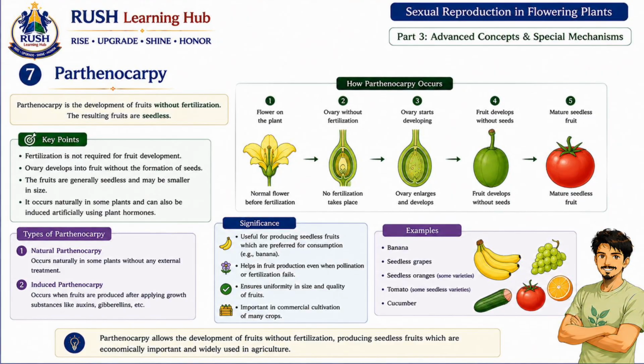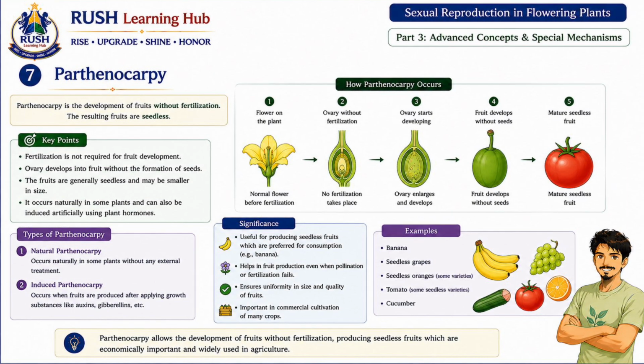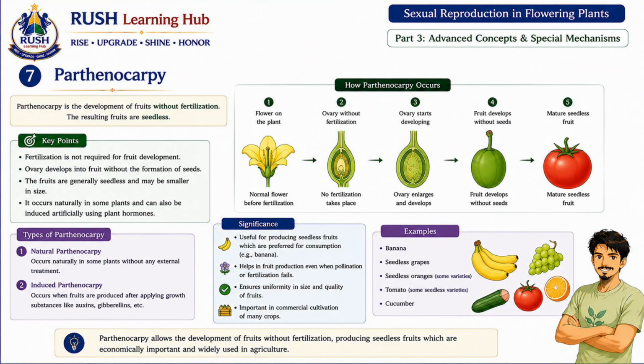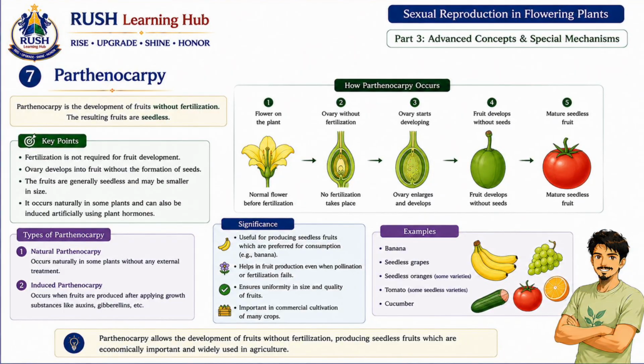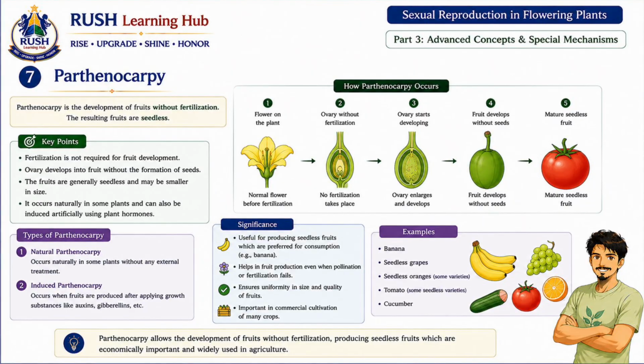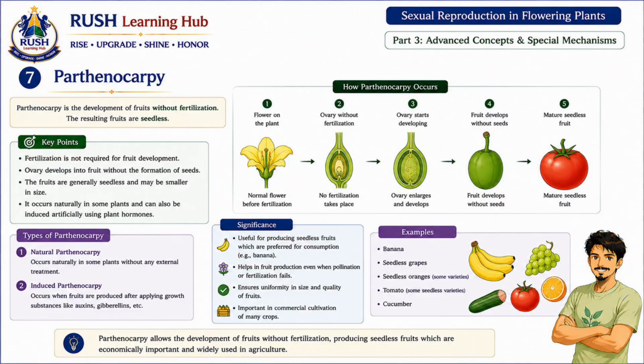This distinction is very important for board examinations. Conclusion. Thus, Parthenocarpy is the development of fruits without fertilization. It leads to the production of seedless fruits, and has great importance in horticulture and agriculture.